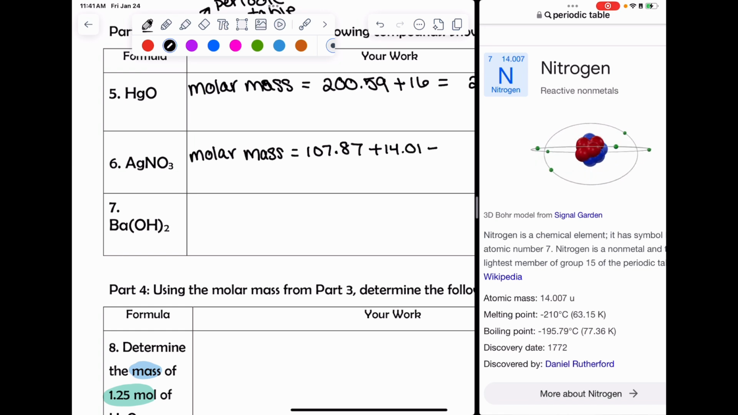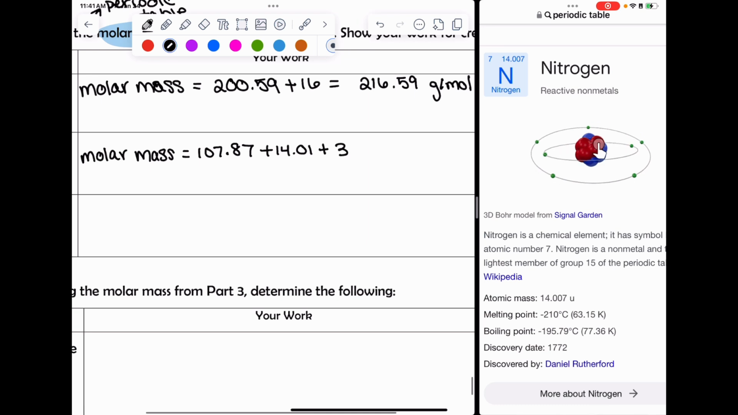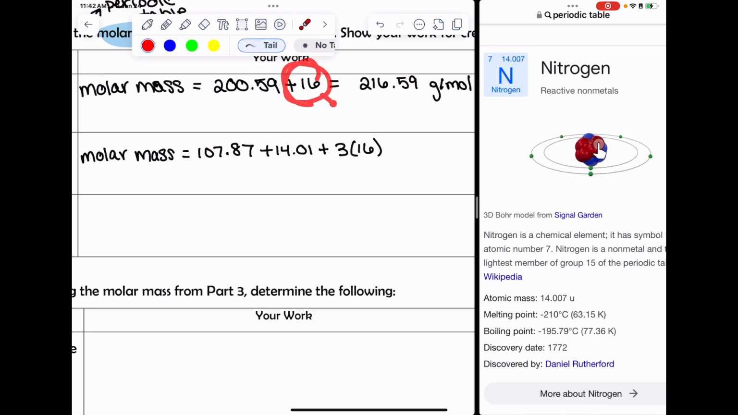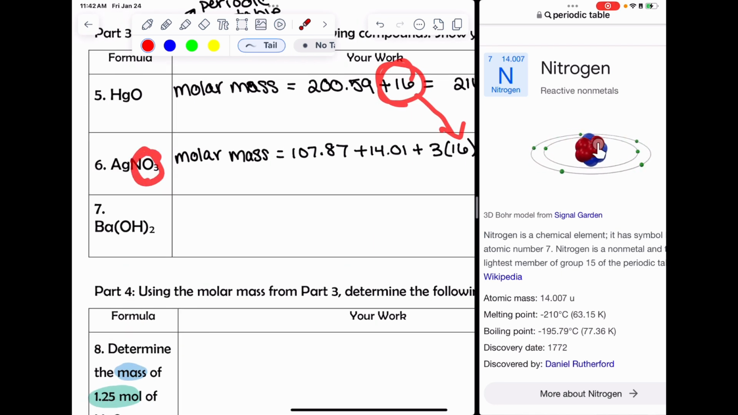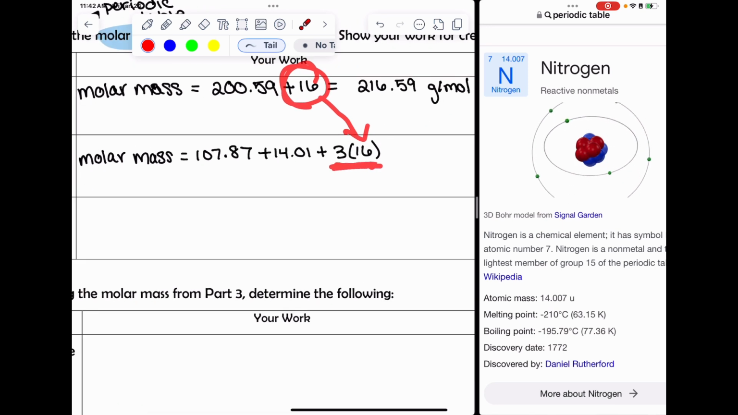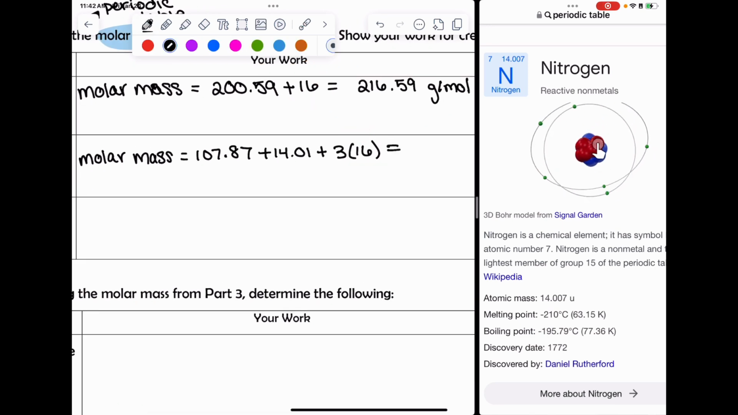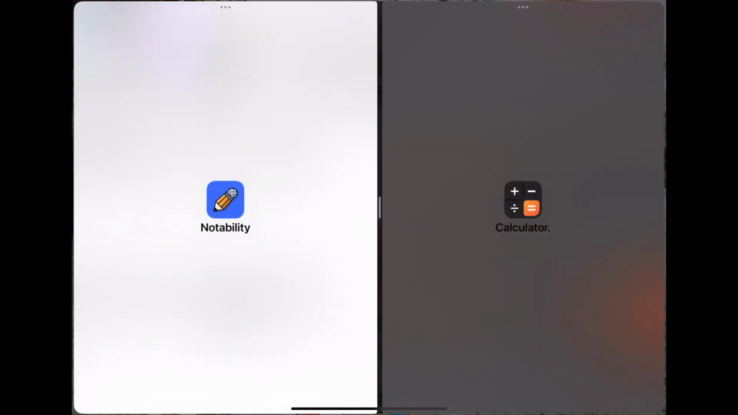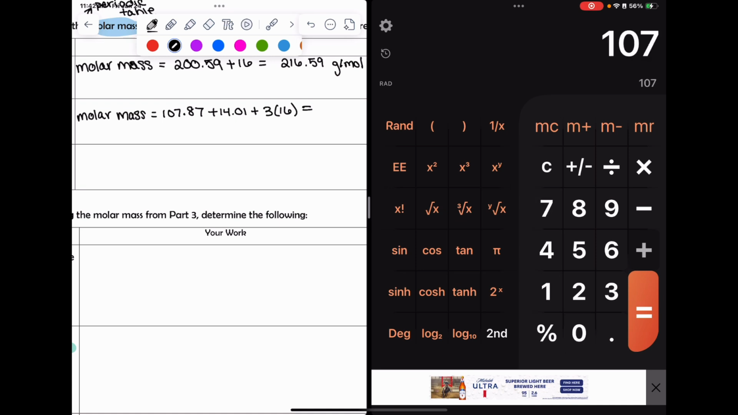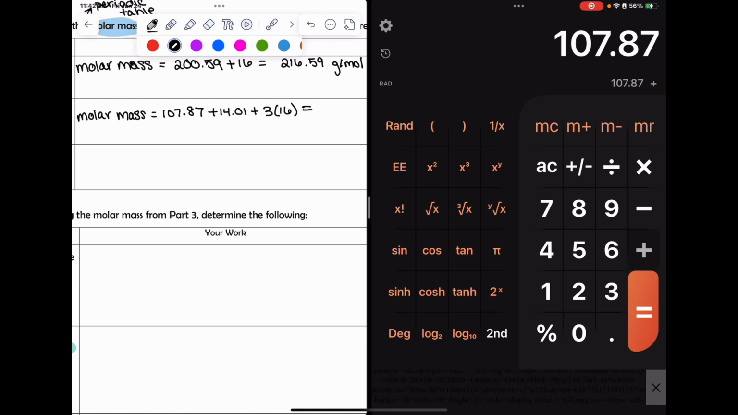Nitrogen has a mass of 14.007, so 14.01, plus 3 times the mass of oxygen. We found the mass of oxygen right here, so I'm just going to copy that down. Just remember, because oxygen has 3, you should be multiplying this mass by 3. All right, let's pull up our calculator and see what our answer is. 107.87 plus 14.01 plus 3 times 16.